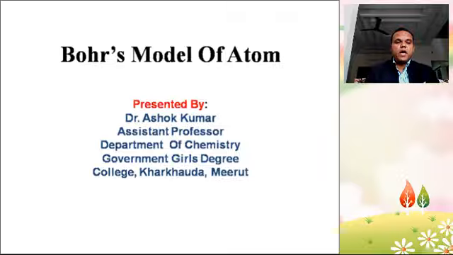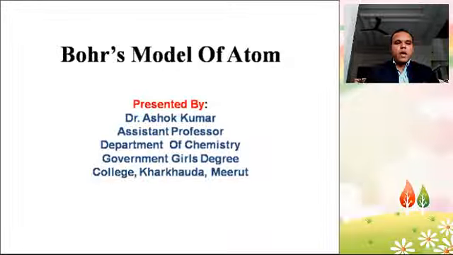In this lecture, I am going to present the topic Bohr's model of atom. Whatever we see around us is matter. Matter is made of very small particles which are called atoms. Experimental observations around the end of 19th century revealed that atom is composed of subatomic particles. The main subatomic particles are electron, proton and neutron. Electron and proton are charged particles while neutron is neutral.